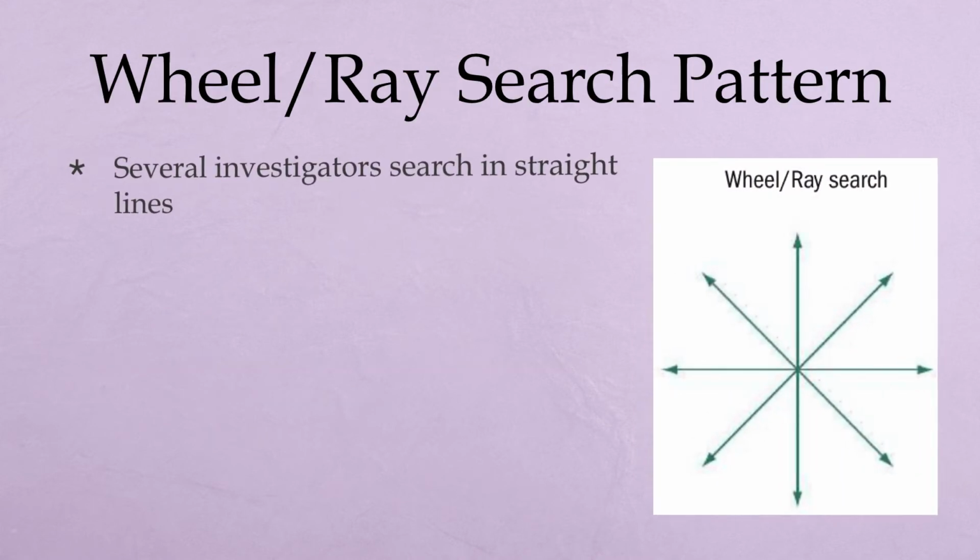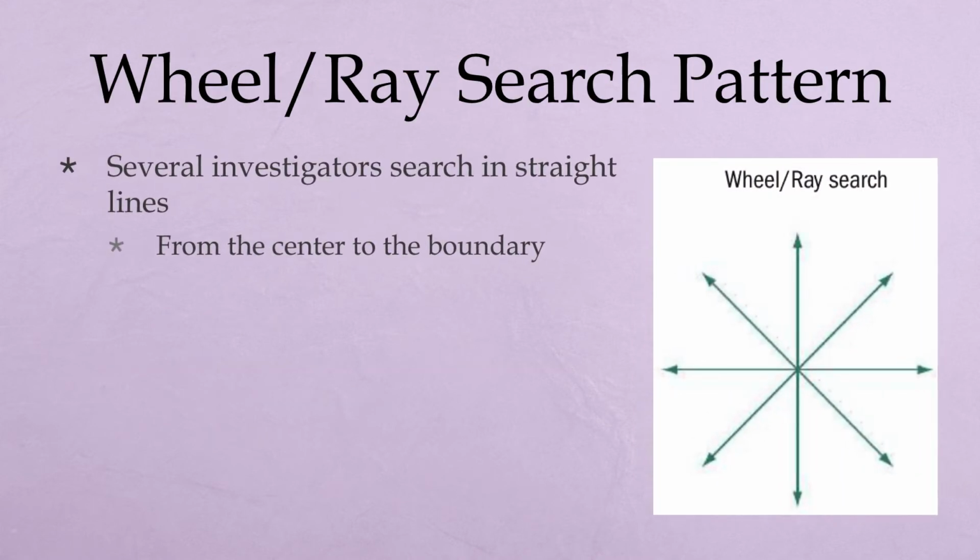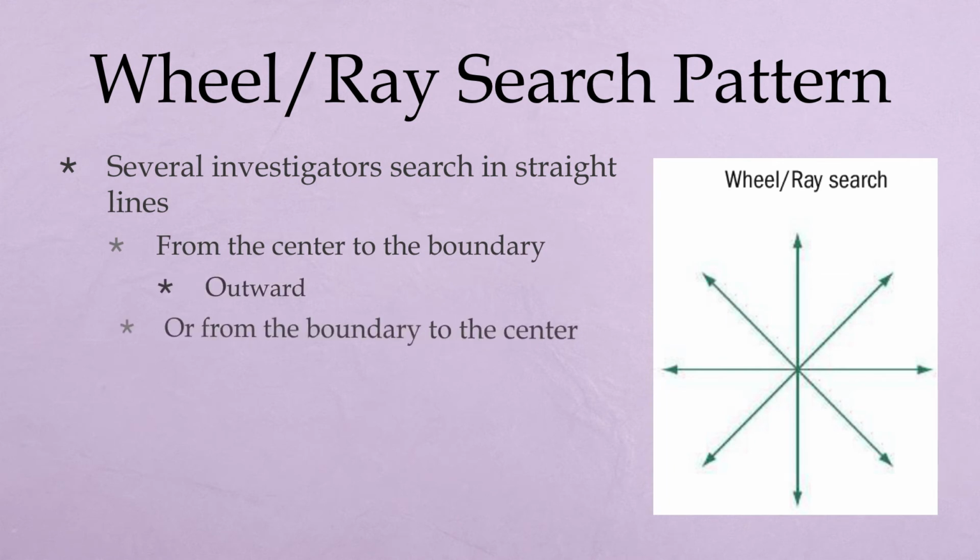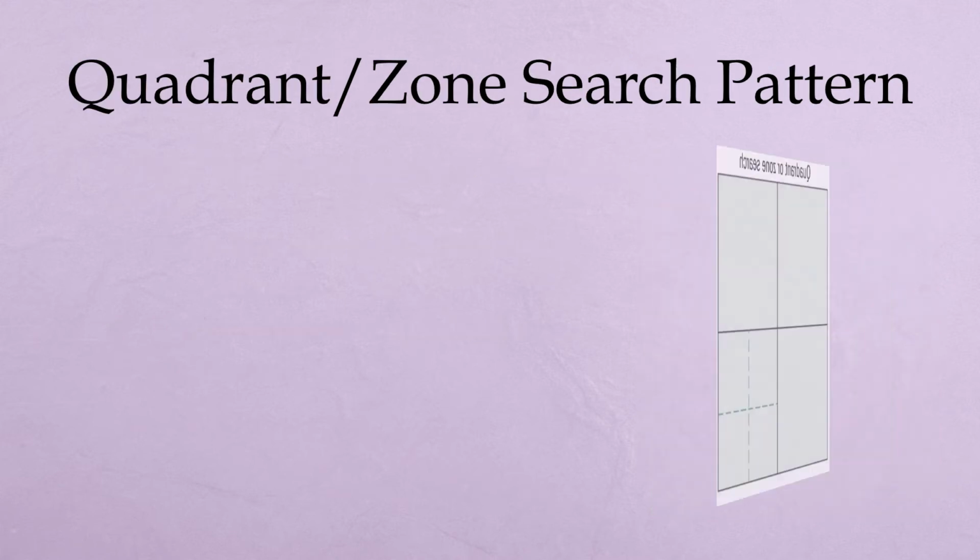In a wheel or array search pattern, you typically have several investigators. They can work from the center of the scene out towards the boundaries, walking systematically in unison together looking for evidence. That would be an outward direction, or they can all move from the boundary to the center, which would be an inward direction in the same manner looking for evidence.